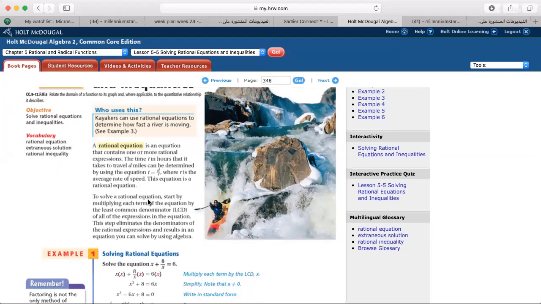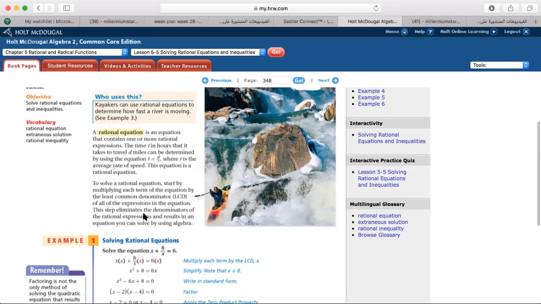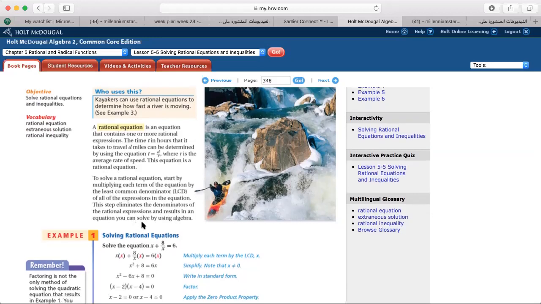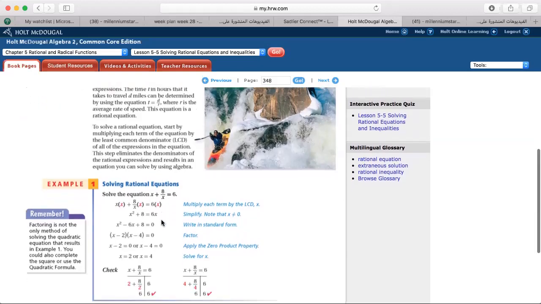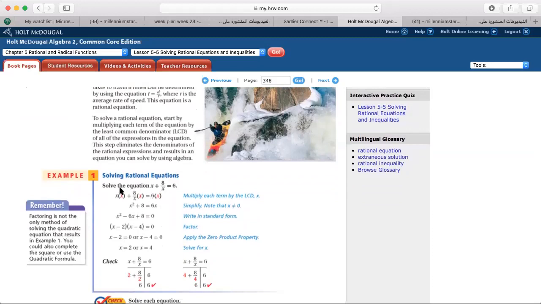To solve a rational equation, start by multiplying each term of the equation by the least common denominator, the LCD, of all the expressions in the equation. This step eliminates the denominators of the rational expressions and results in an equation you can solve by using algebra. Eliminate means cancel. Okay, so let's solve example 1 before we watch the video.